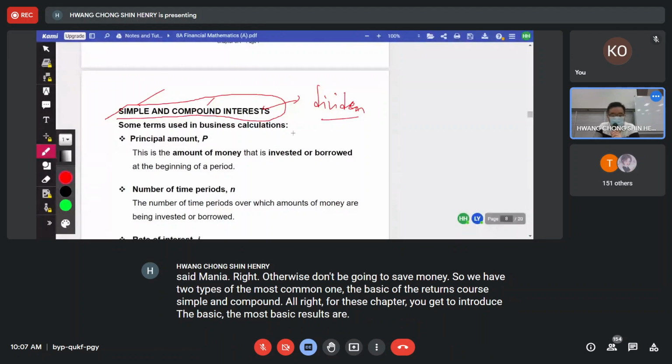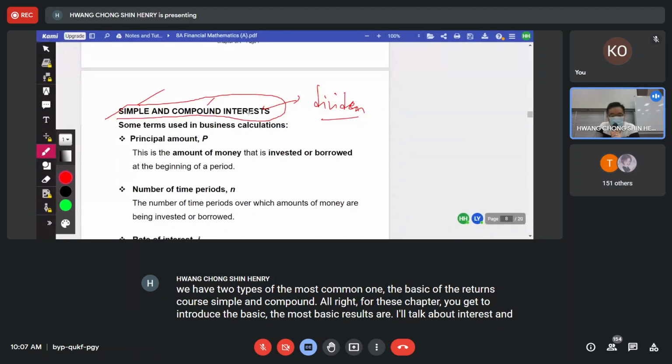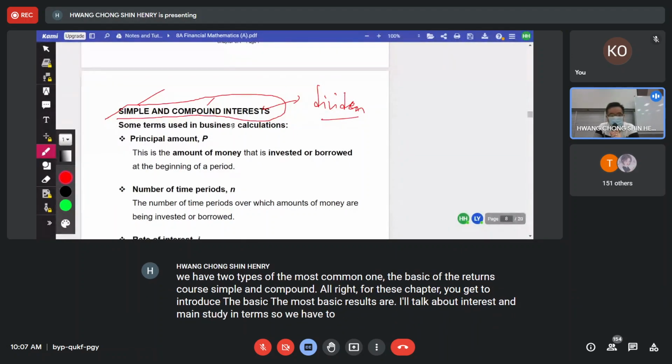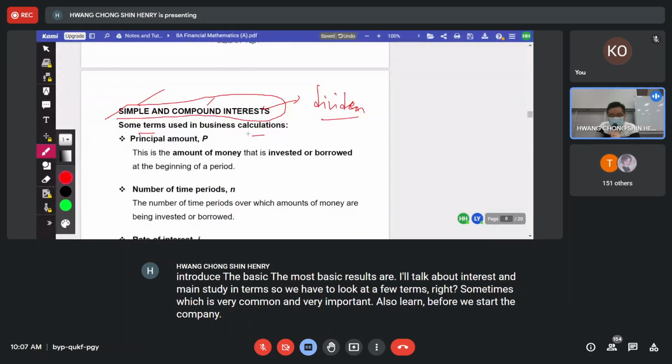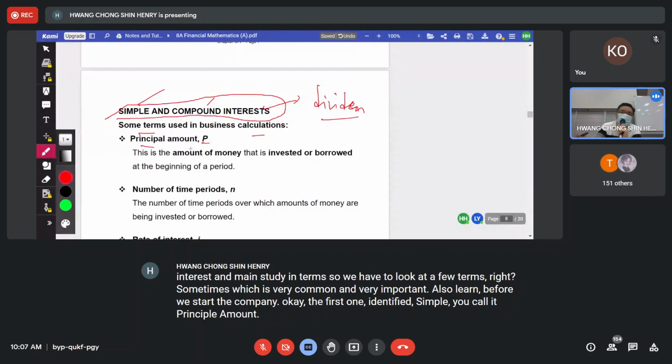Talk about interest, and when we study interest, we have to look at a few terms. Some terms which are very common and very important for us to learn before we start to calculate. The first one, identify the symbol. We call it principal amount, P. I'm sure you have all heard this word principal, right? What's principal? Principal is not the headmaster, right?